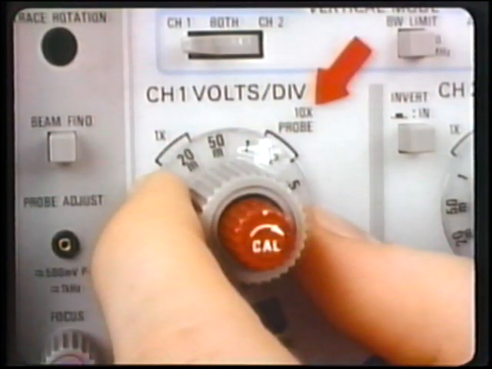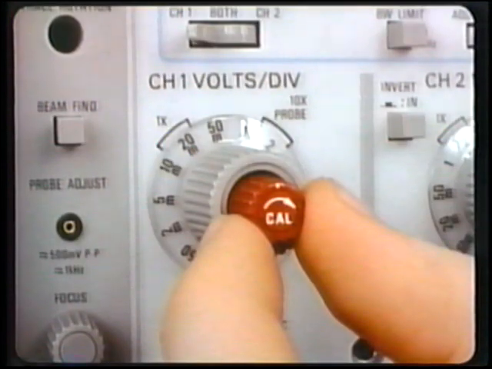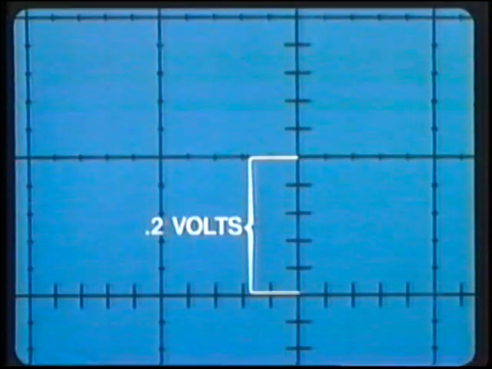To adjust the channel 1 vertical axis, or volts per division, set the vertical mode switch to the channel 1 position. Then, set the channel 1 volts per division selector to 0.2 volts. Rotate the red channel 1 volts per division variable control fully clockwise until it clicks. The vertical axis, or volts per division, is now calibrated. This defines each vertical division of the graticule as having a value of 0.2 volts. The turn-on procedure has now been completed.